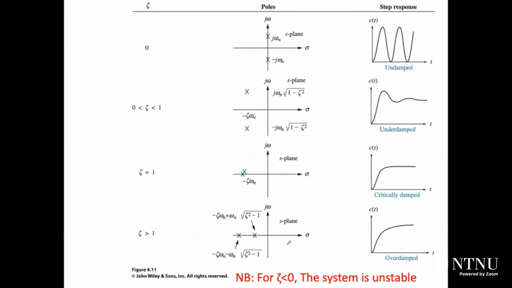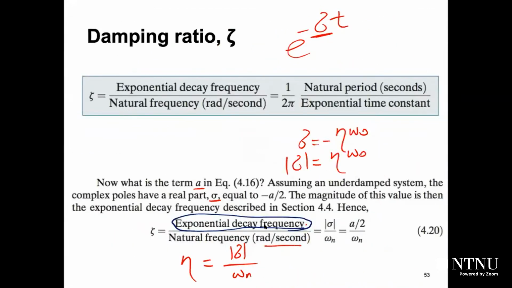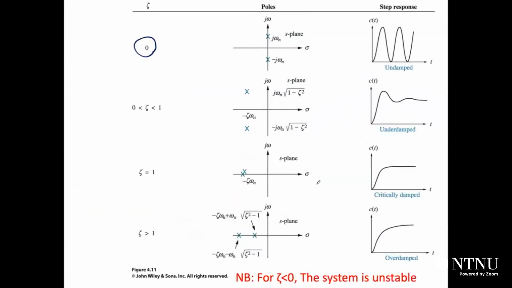Exponential decay frequency. So to summarize, when zeta equals 0, your system will be undamped because the damping ratio equals 0. We don't have a real part, and if you don't have a real part, we will not have this exponential decay. Again, this exponential decay frequency, we don't have any exponential decay, right? So in this case, we will not have a real part, and your poles will be imaginary, right? So you see, response will be like this one.